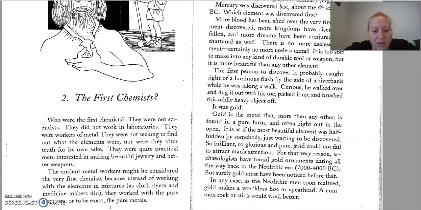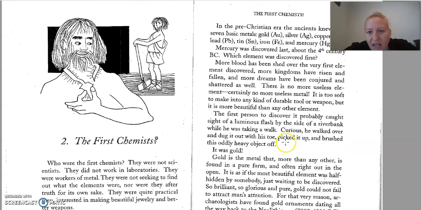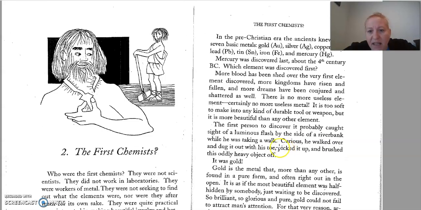The ancient metal workers might be considered the very first chemists, because instead of working with the elements and mixtures as cloth dyers and medicine makers did, they worked with the pure elements, or to be exact, the pure metals. In the pre-Christian era, the ancients knew only 7 basic metals: gold, silver, copper, lead, tin, iron and mercury. Mercury was discovered last, about the 14th century BC.